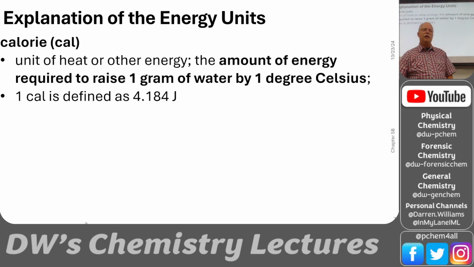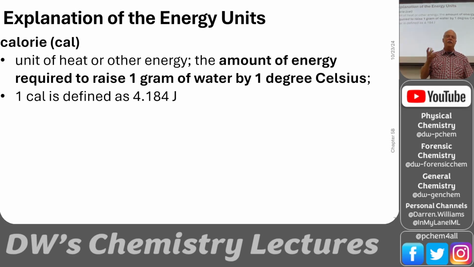So let's look at calories. A calorie is a unit of heat or other energy. It's the amount of energy needed to raise 1 gram of water by 1 degree Celsius. So the Celsius scale is based on water. It's 0 where water freezes. It's 100 where water boils. And then the unit of energy of a calorie is take 1 gram of water and move it 1 degree on that 100 degree scale, and that's 1 calorie. So everything is kind of based on water in the old system of units.